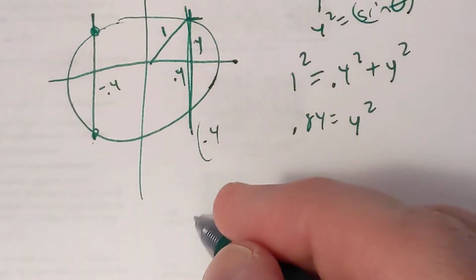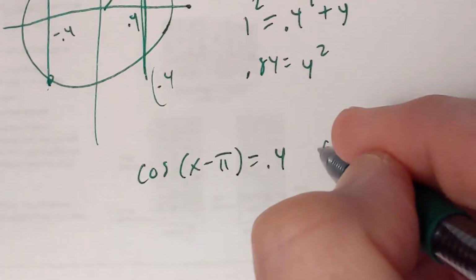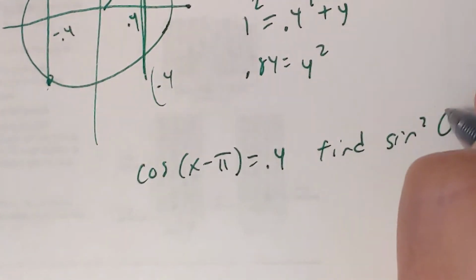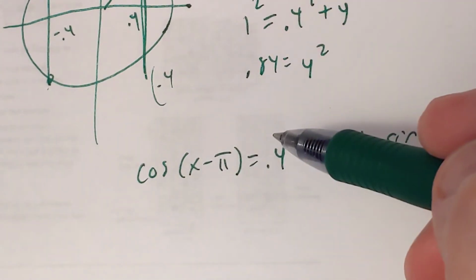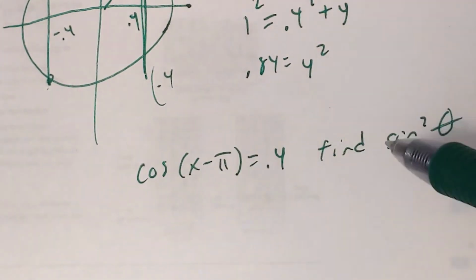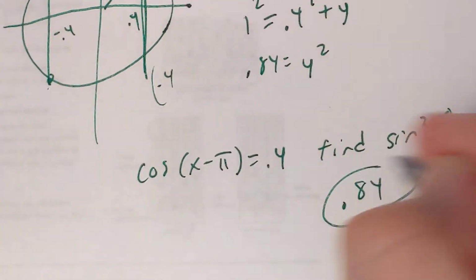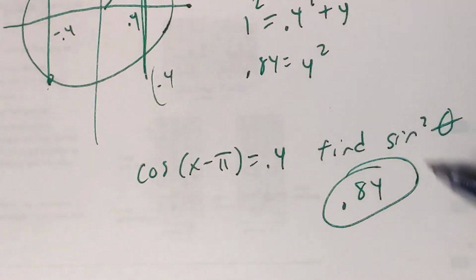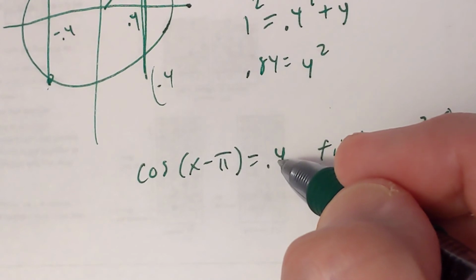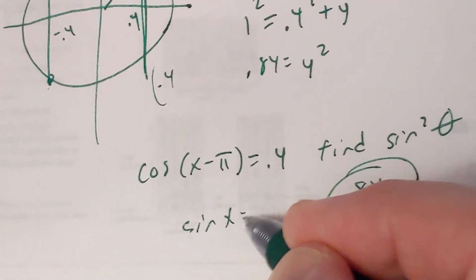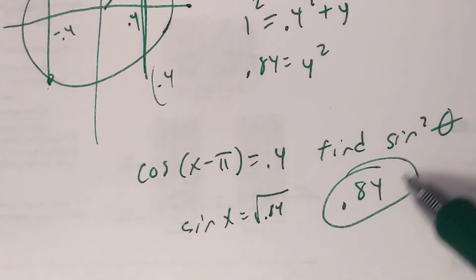So the question asked me if cosine of x minus pi is equal to 0.4, find sine squared theta. So we're really just doing a right triangle. If this is 0.4, then the y value squared is 0.84. So sine squared is 0.84. Cosine of x minus pi is 0.4. Then the sine of x would be the square root of 0.84. And therefore sine squared is 0.84.